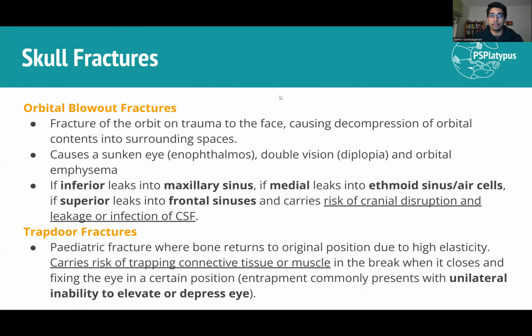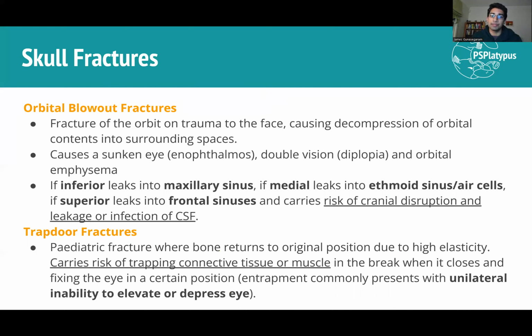Okay, quick detour here into skull fractures. Probably should have put this earlier in the video, but in simple terms, we can get an orbital blowout fracture, which is what happens when you fracture the face and then you mess up the orbit. The orbit is sort of this little pocket. It's meant to be pretty integral, meant to hold everything inside there. If we fracture it and stuff leaks out, they'll get issues.